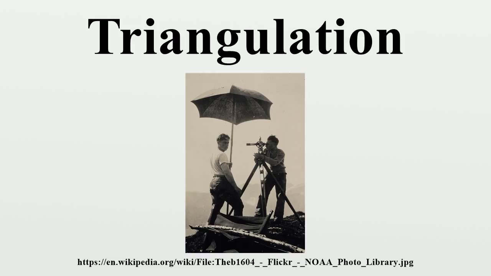Willebrord Snell and modern triangulation networks. The modern systematic use of triangulation networks stems from the work of the Dutch mathematician Willebrord Snell, who in 1615 surveyed the distance from Alkmaar to Bergen op Zoom, approximately 70 miles, using a chain of quadrangles containing 33 triangles in all.